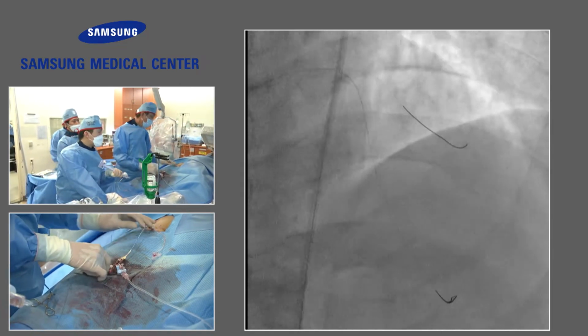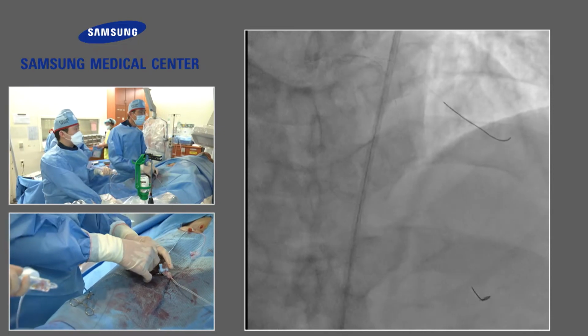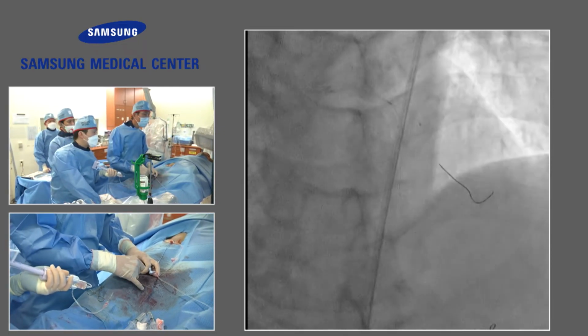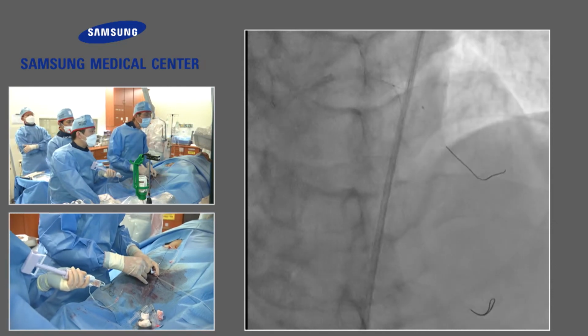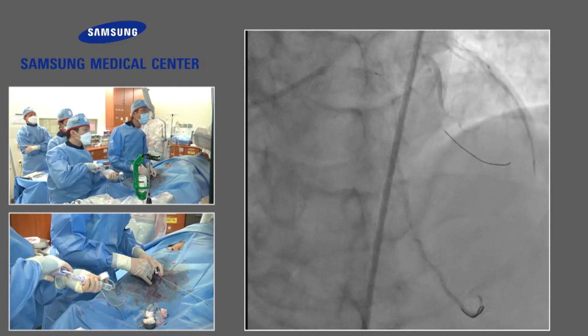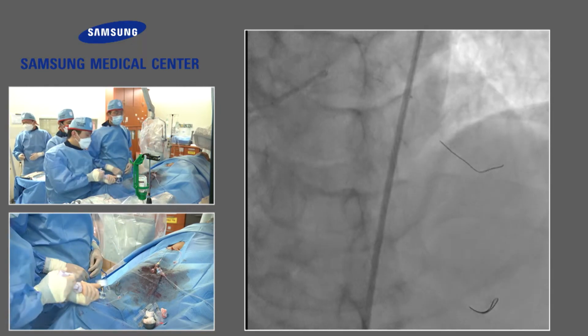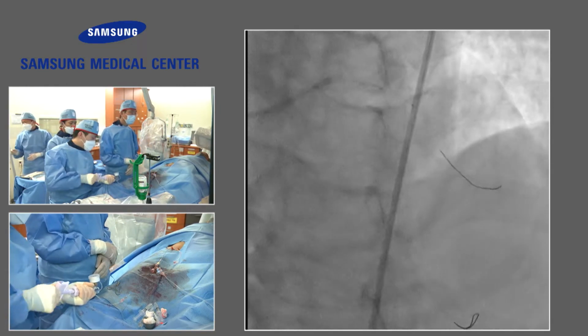I dilated the LAD and diagonal. It's kind of risky, testing of dissection. That's what I really don't like to do. Very slow inflation actually, the view is not good.